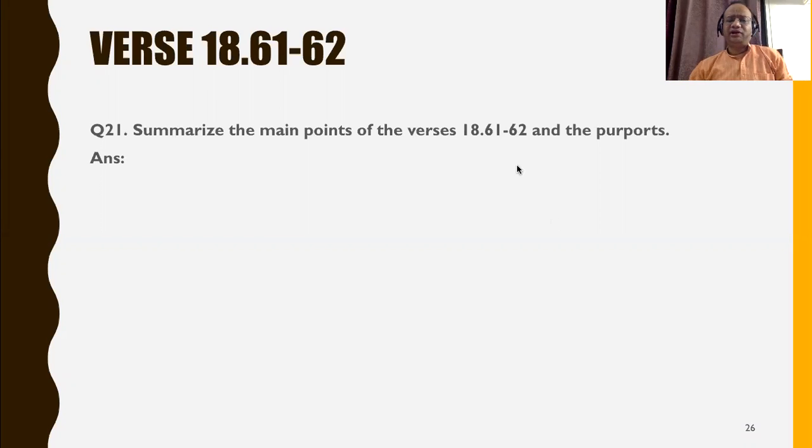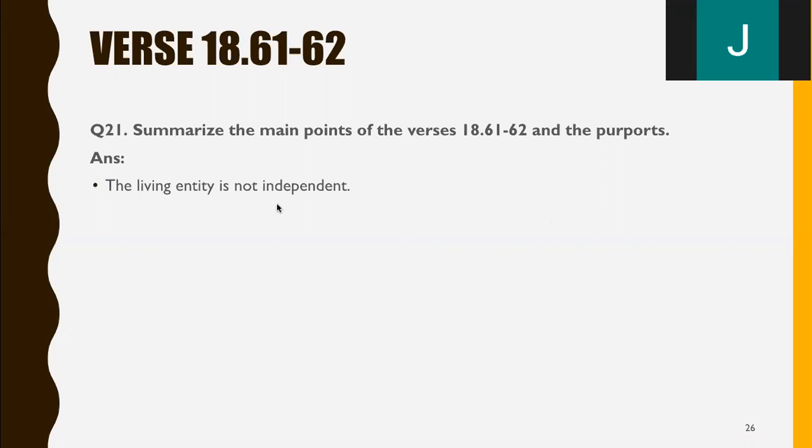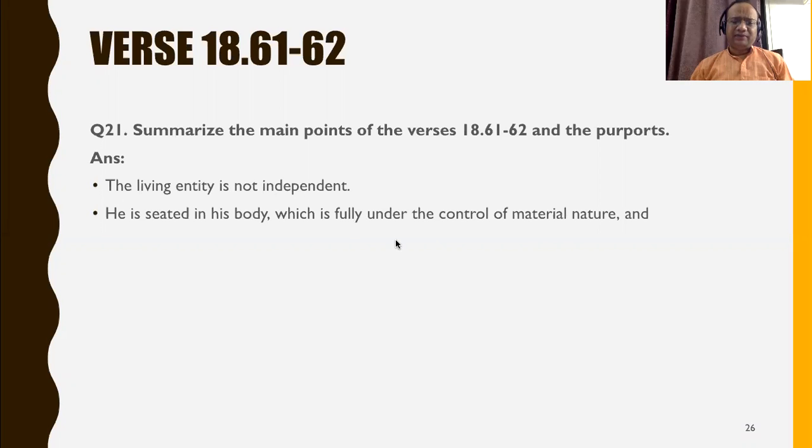So that is the main point of 61. The living entity is not at all independent. He's seated in his body, which is not fully under the control of material nature, and he himself is controlled by the Supreme Lord.